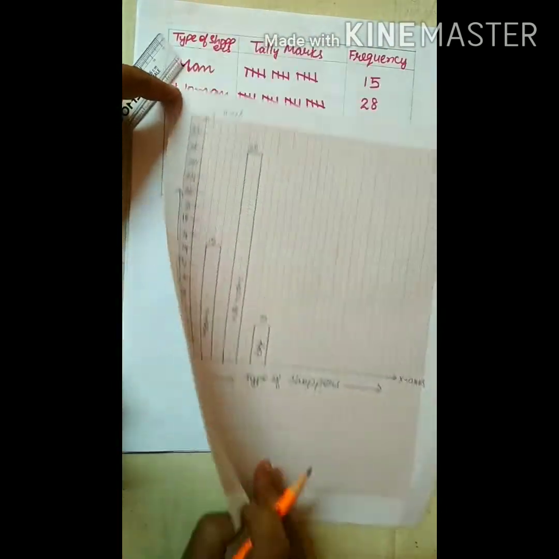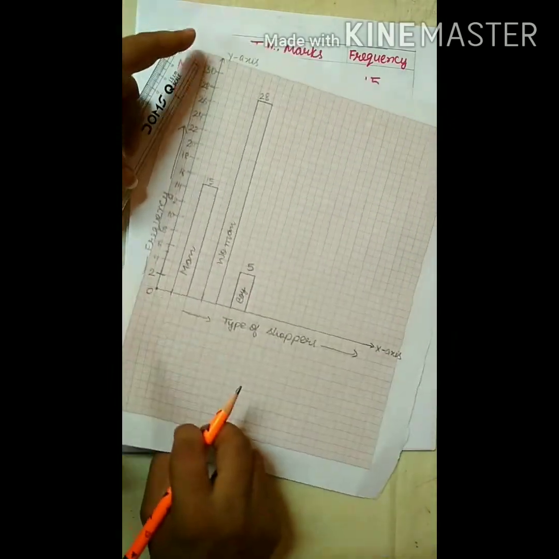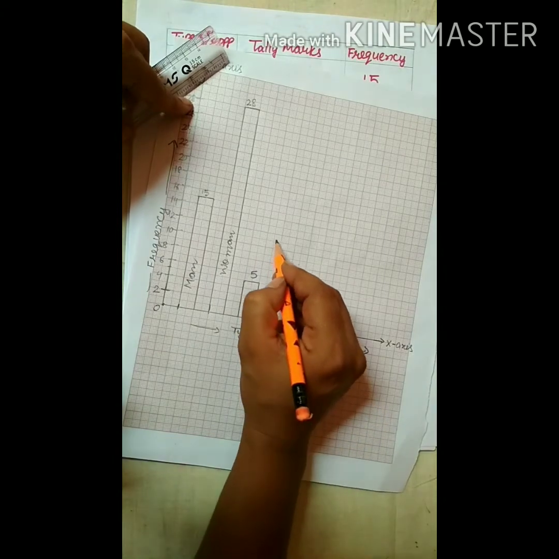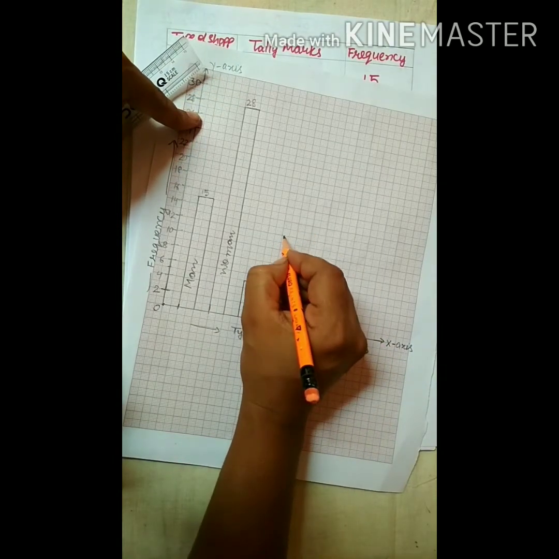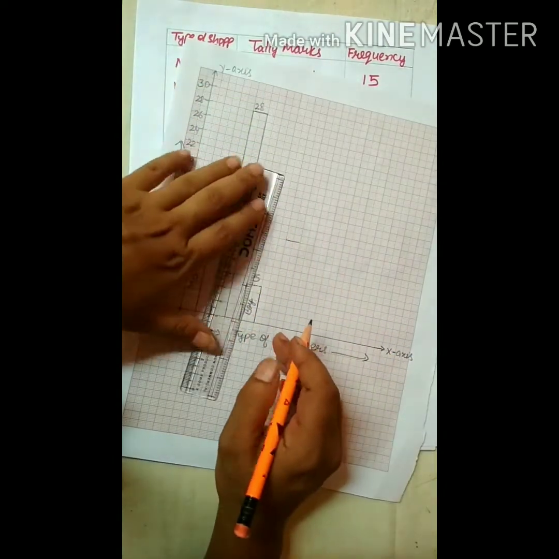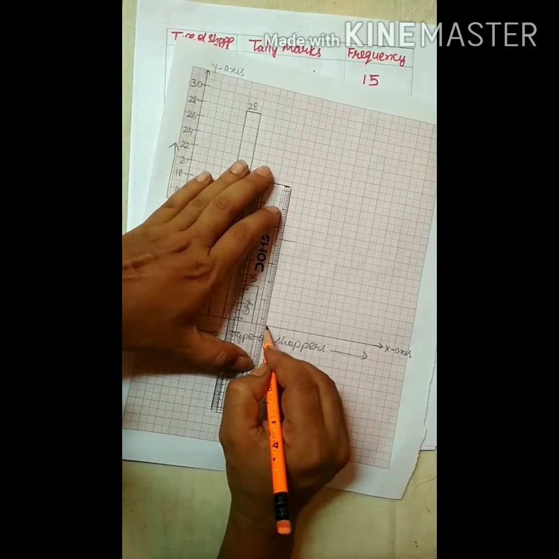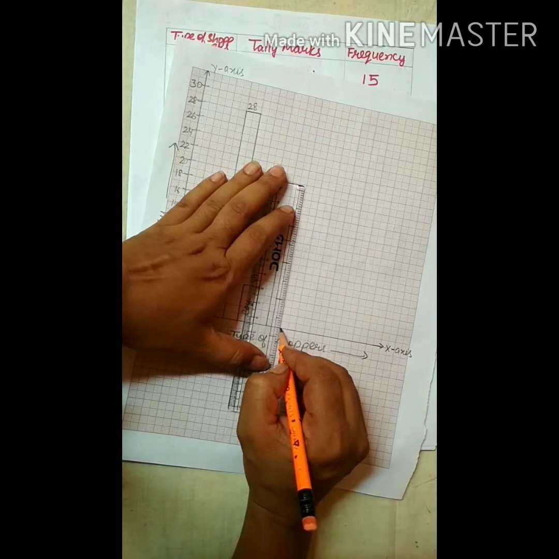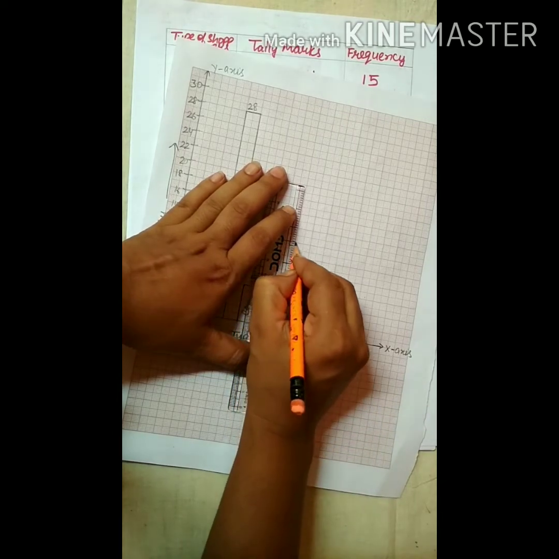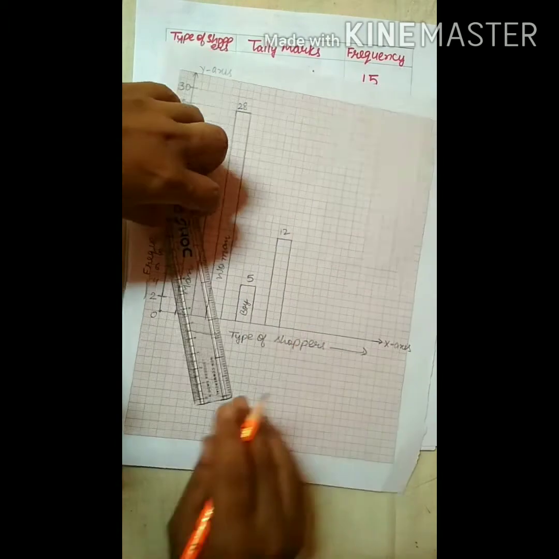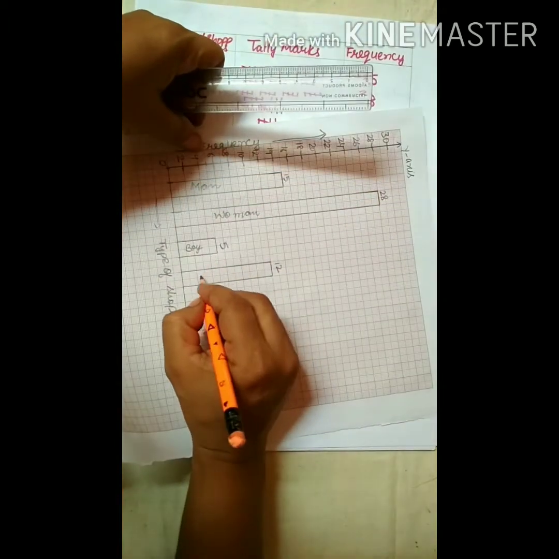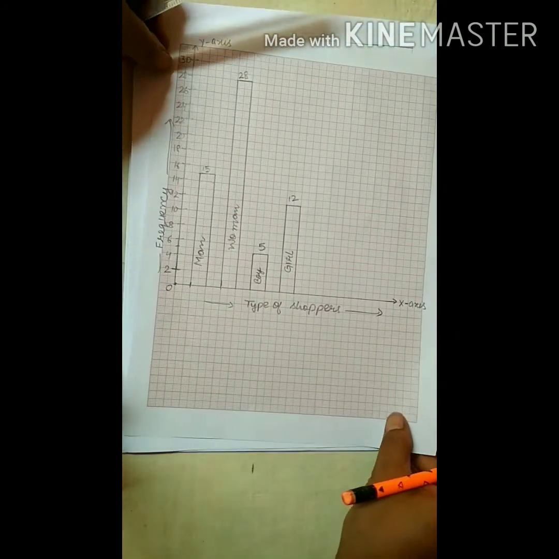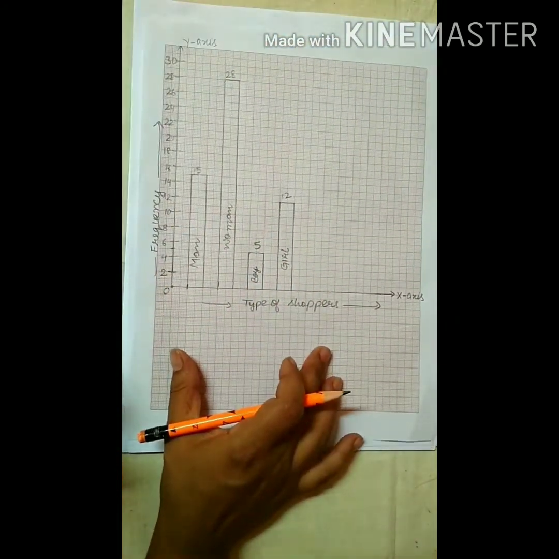Next one is for the girls. So here are 12 girls. This is the 12. So here this bar represents the number of girls, 12. This is for the girls. So in this way I can draw the bar graph.